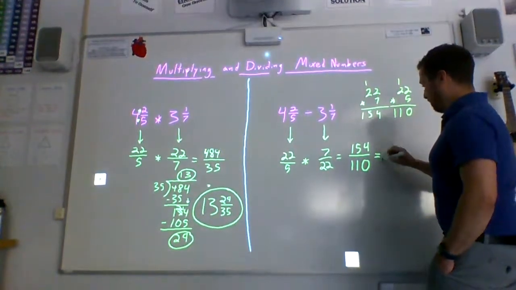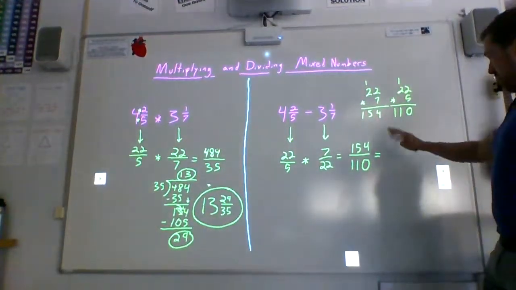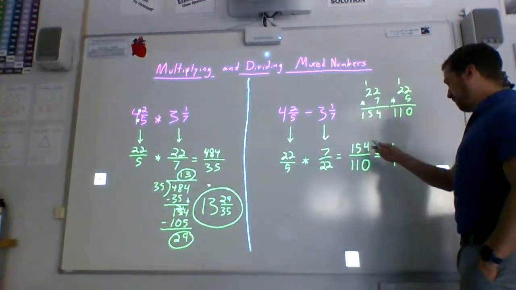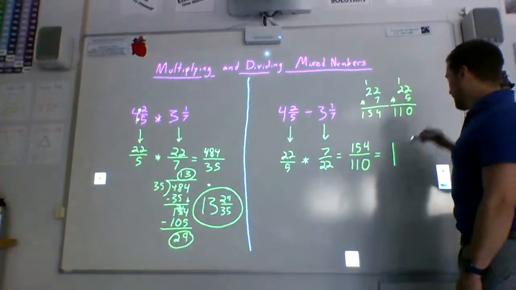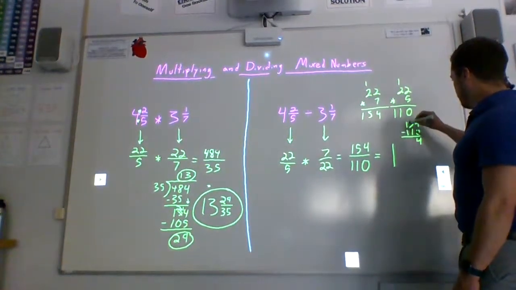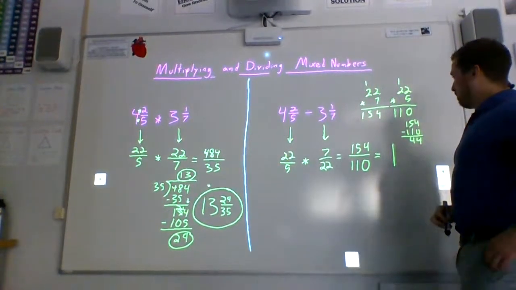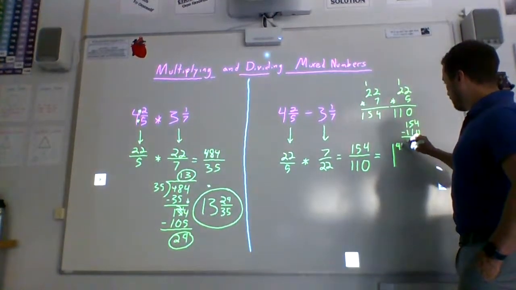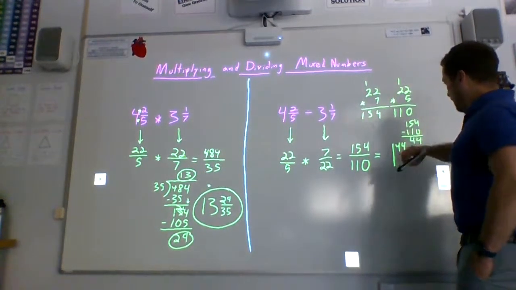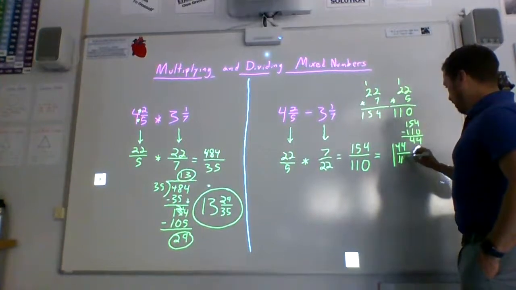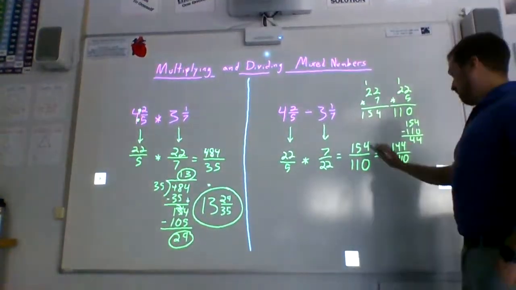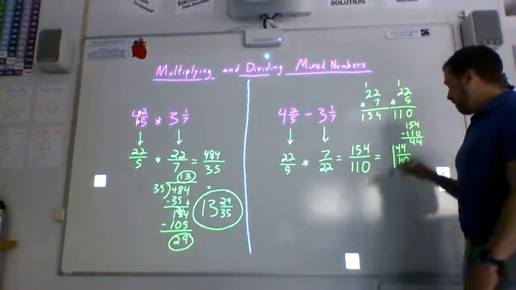Okay, correct, but still improper. How many times does 110 go into 154? Once, meaning we have 154 minus 110 now. If we do that, we wind up with 44. 44 over 110. Now, we can simplify that as well, but this answer, which is correct, but meh, is much better in this form.